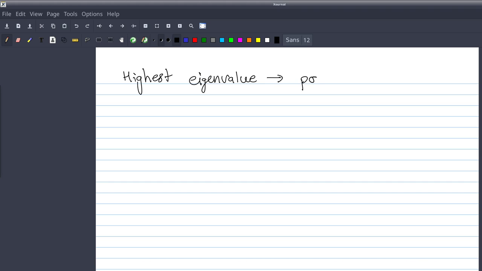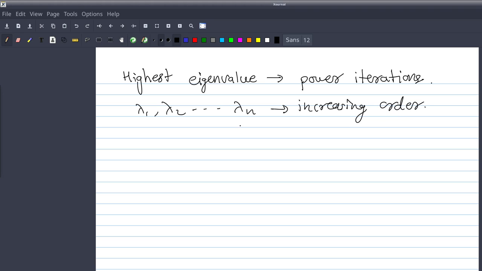Power iterations. So power iterations, if suppose you have lambda 1, lambda 2 up to lambda n in increasing order, then power iterations will give you only lambda n and the corresponding eigenvector. You are not going to get any other eigenvalue or eigenvector using this method. So that's the basic about power iterations.